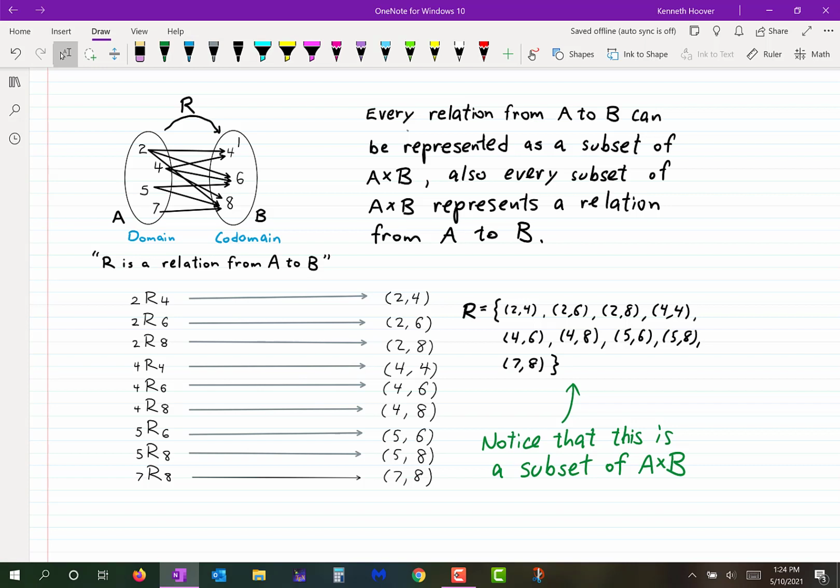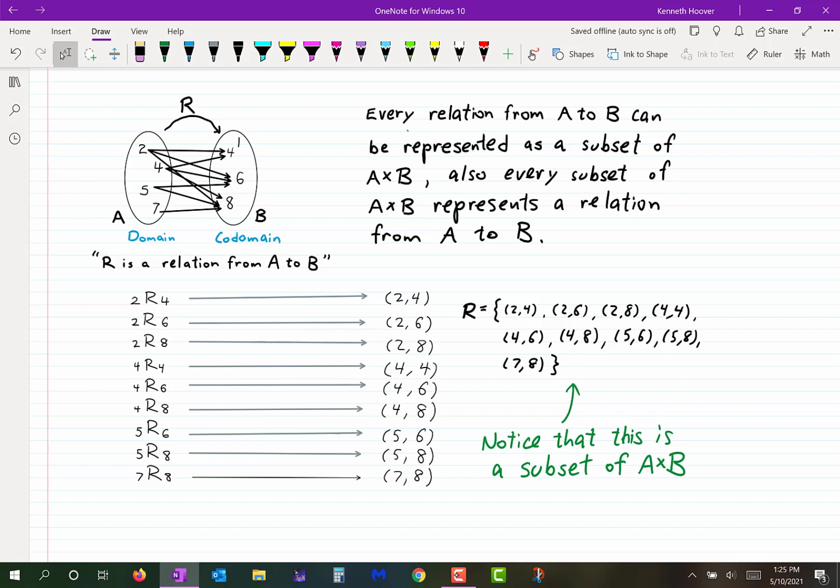Can you figure it out? Okay, I'm going to give away the answer. Pause it if you don't want a spoiler, okay? The rule I was following is the rule is less than or equal to. Okay, do you see that? 2 is less than or equal to 4. 2 is less than or equal to 6. 2 is less than or equal to 8.